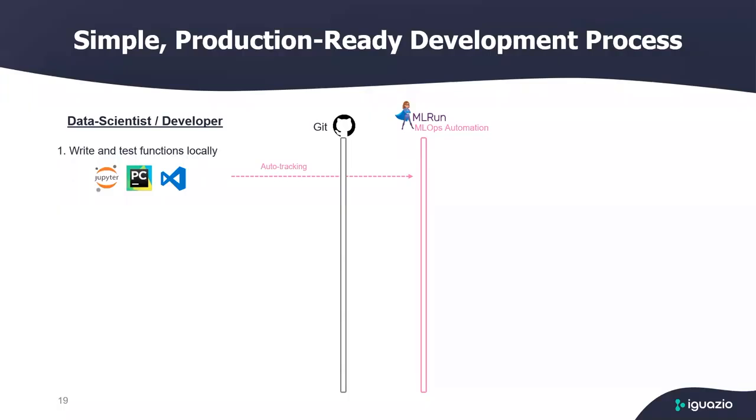So one of the things that we've done is, you just import an SDK, and we'll practice that. That SDK will automatically record everything that you're doing in your native development environment, including the experiment tracking, the lineage, all the things that we discussed.